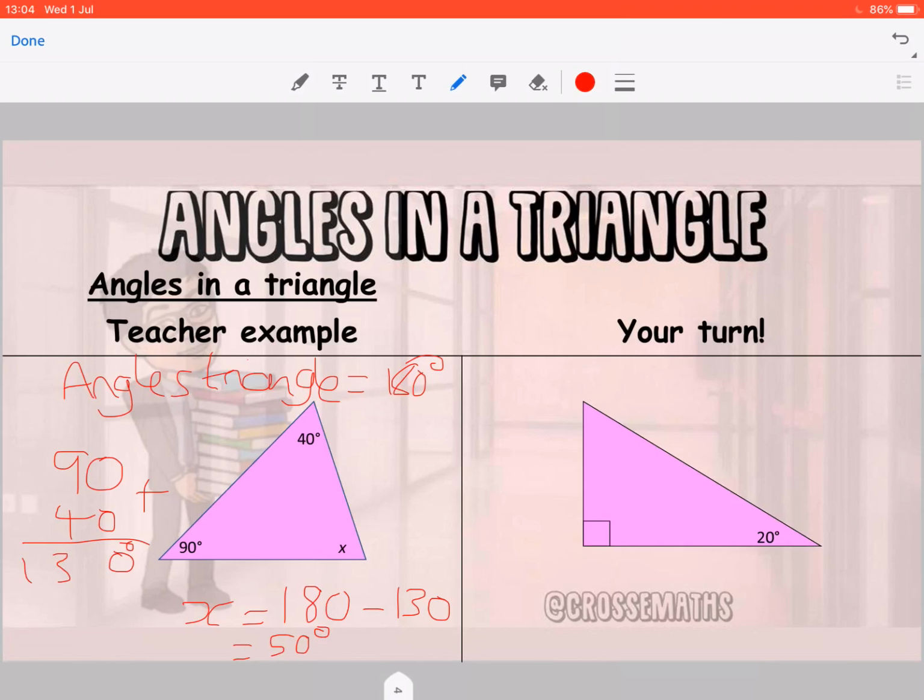Okay, really straightforward. So the way to work out the missing angle in a triangle: take away the two that you know from 180 degrees, and you'll find the one that's missing. Pause the video now, get the example copy down on the left, and have a go at the one on the right.